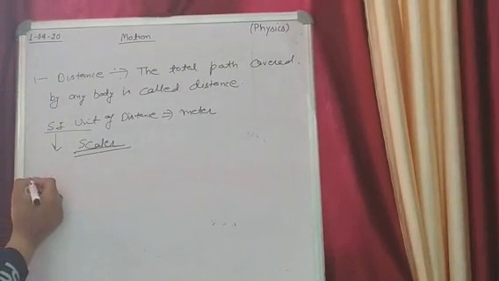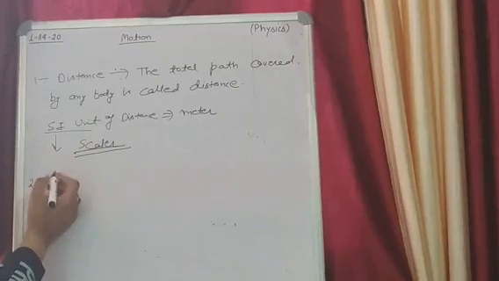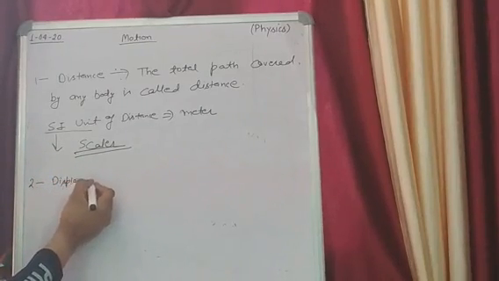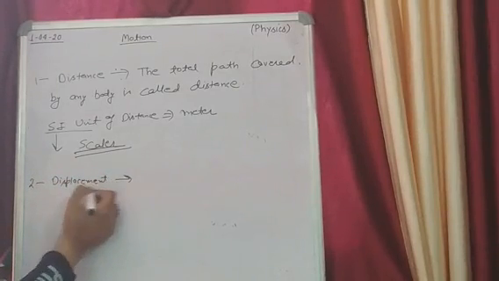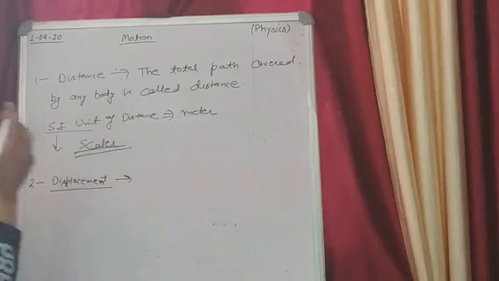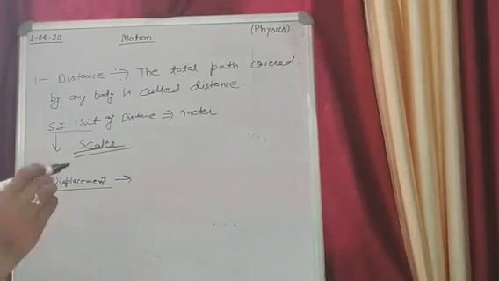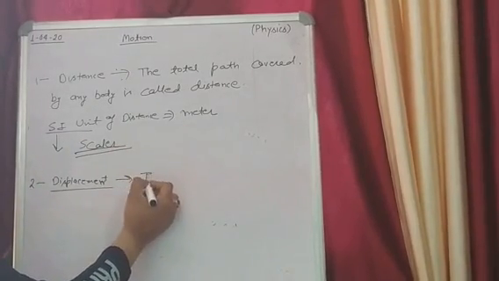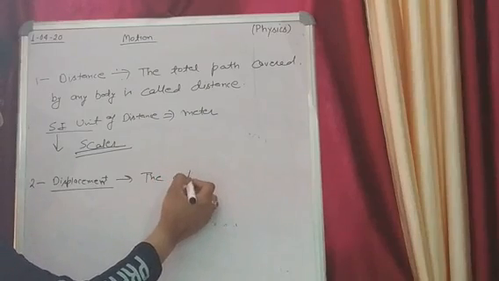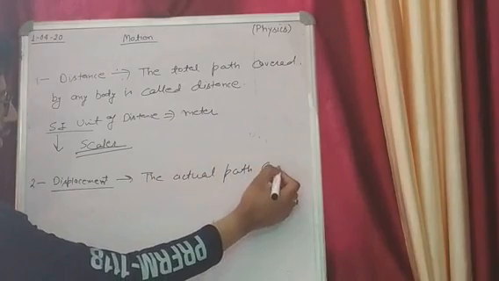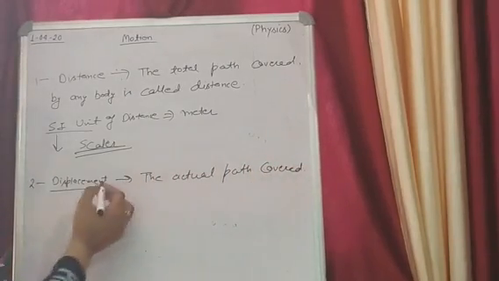Okay. Now, I start the second thing, that is displacement. Very important phenomenon. You should remember that. What is distance and what is displacement? Okay. Displacement is the actual path covered by any body. The actual path covered by any body.